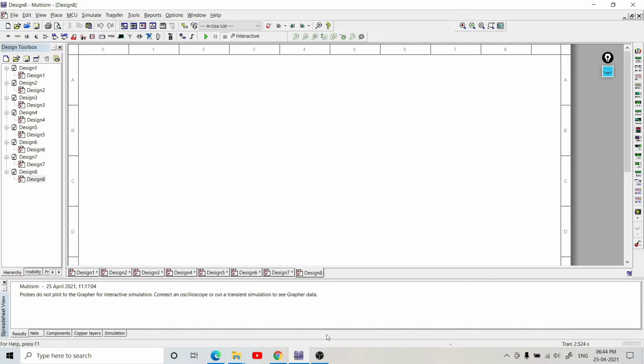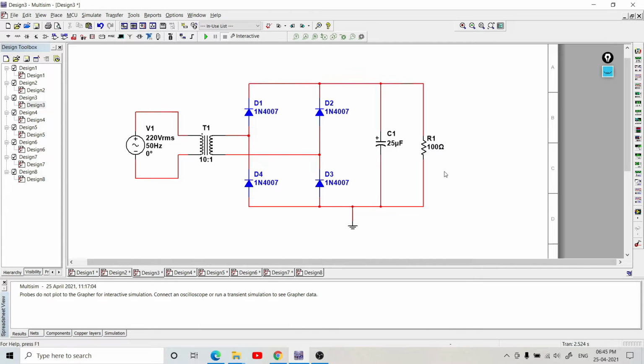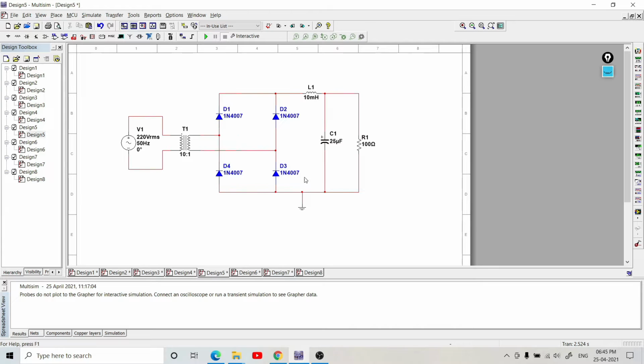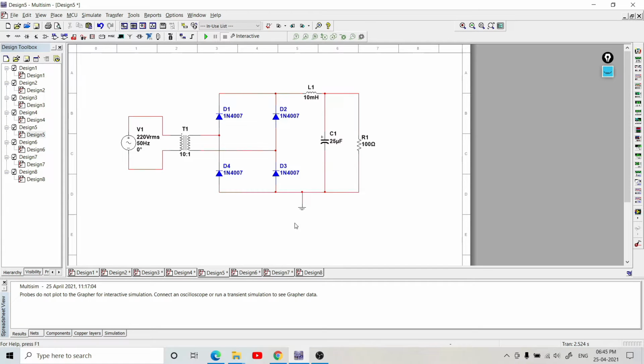There are various types of filters. Let me show you that. Filter, like this. These are the different types of filters, right? But a common question arises in your mind: what is the need of this filter? And the question is absolutely correct.